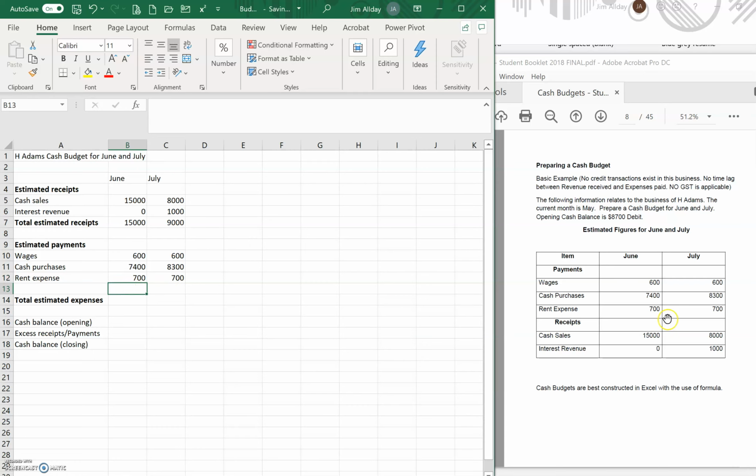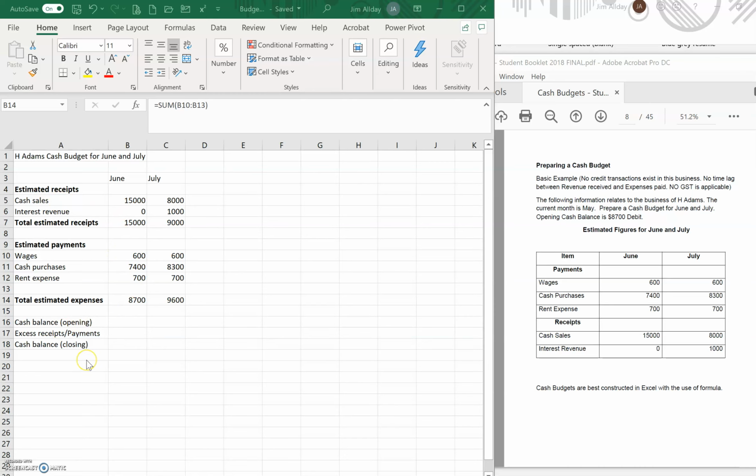So for this first one here, I'm just purely copying in the numbers from the table here, from the booklet. The next ones we do, you're going to be using different tabs in your PowerPoint and referencing from one cell to another, but we'll just keep it simple for now. Again, we're going to equal sum those three, enter, drag the formula across, job done. Right, so we've put our estimated receipts, estimated payments in, we've totaled them.